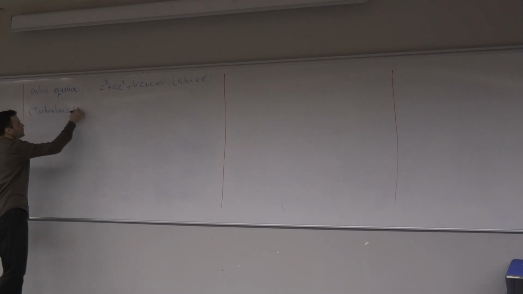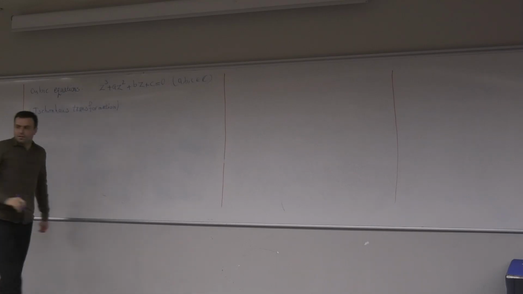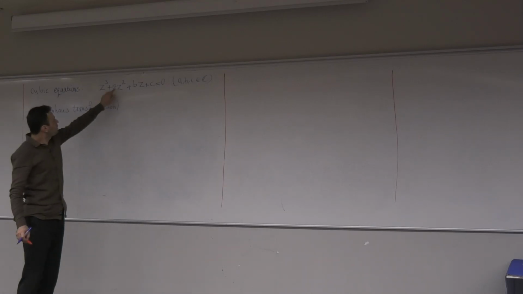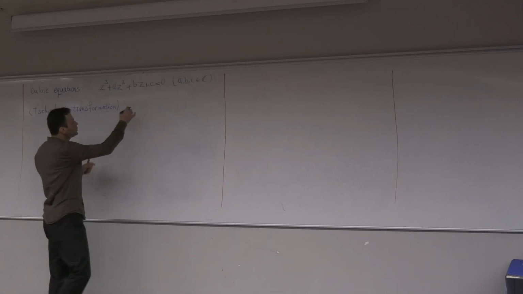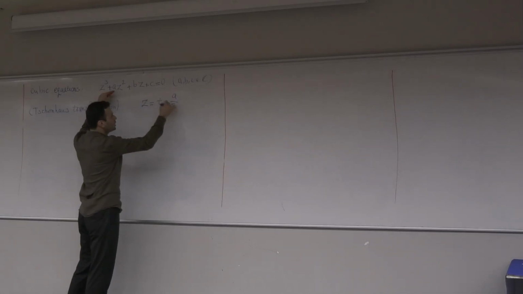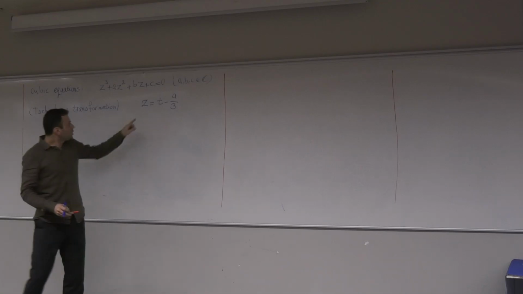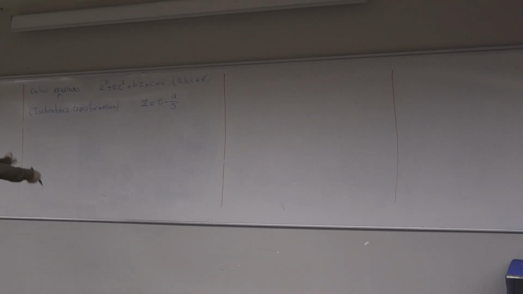The first thing that we normally do is called the Tschirnhaus transformation, which makes the z to the power of 2 term disappear. And how can we do it? We are just going to take z equal to t minus a divided by 3. Can you please replace this in this equation and find the general form of the reduced equation?